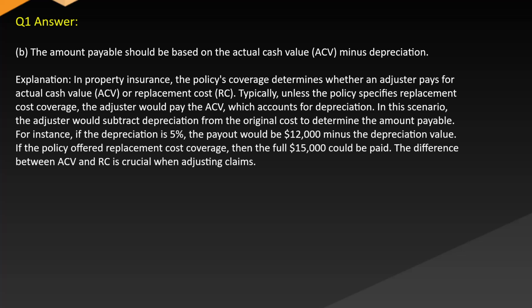Answer: B. The amount payable should be based on the actual cash value (ACV) minus depreciation. Explanation: in property insurance, the policy's coverage determines whether an adjuster pays for actual cash value (ACV) or replacement cost (RC). Typically, unless the policy specifies replacement cost coverage, the adjuster would pay the ACV, which accounts for depreciation. In this scenario, the adjuster would subtract depreciation from the original cost to determine the amount payable.